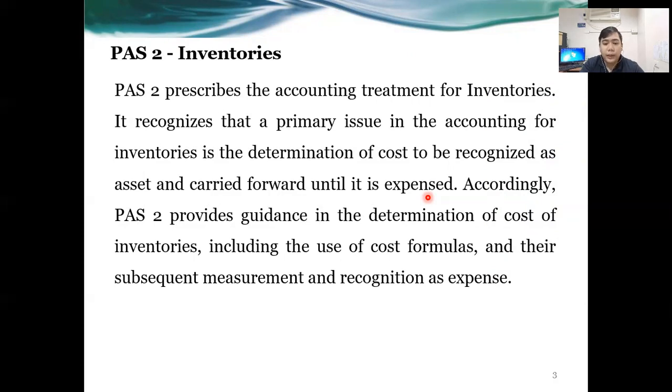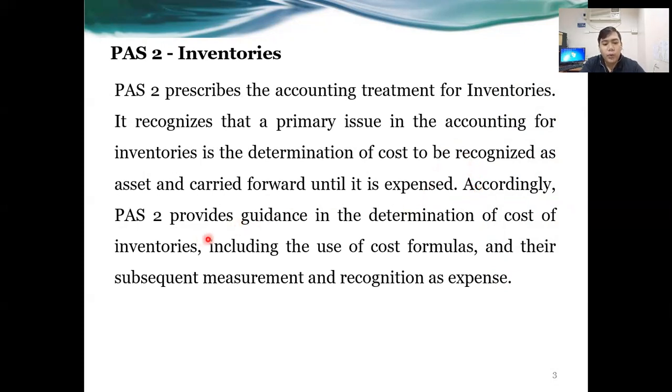For example, in merchandising businesses, the buy and sell businesses, the inventory is the merchandise inventory and the purchases. But when it comes to a manufacturing entity, there are three kinds of inventory: raw materials, work in progress, and finished goods.